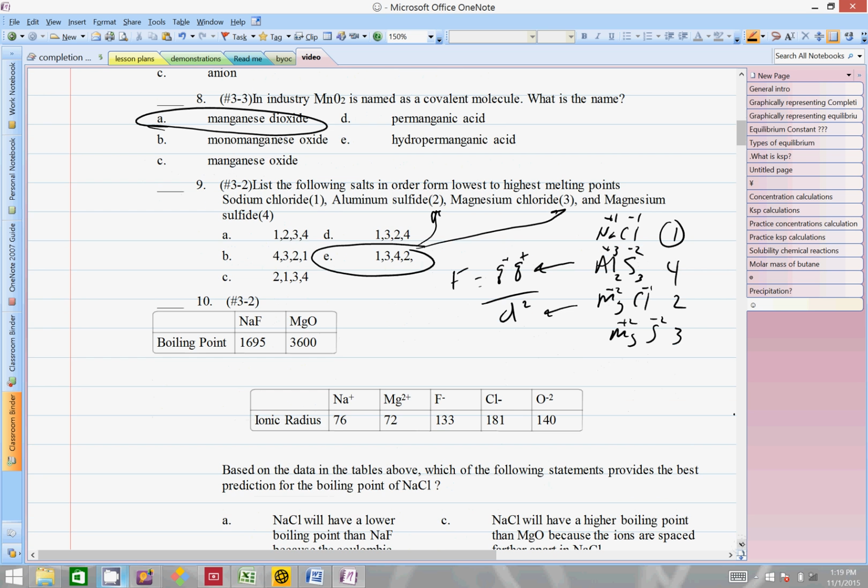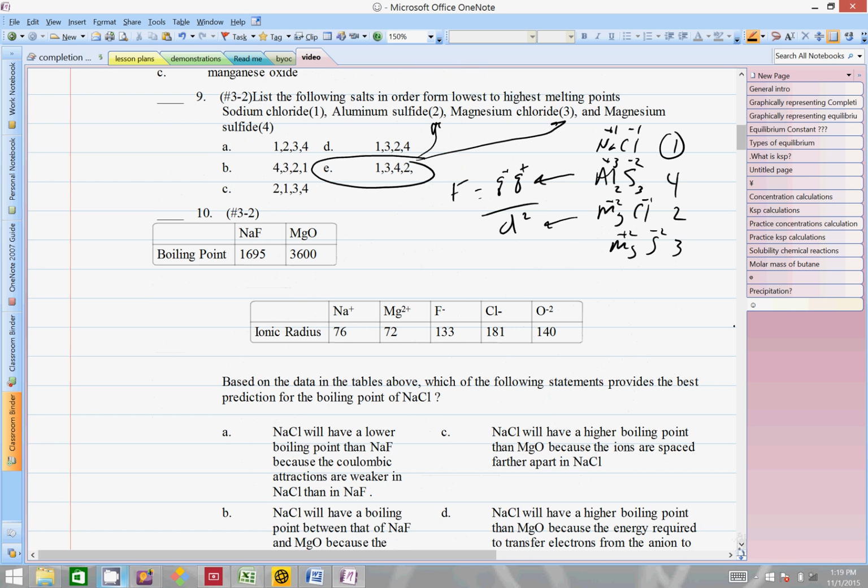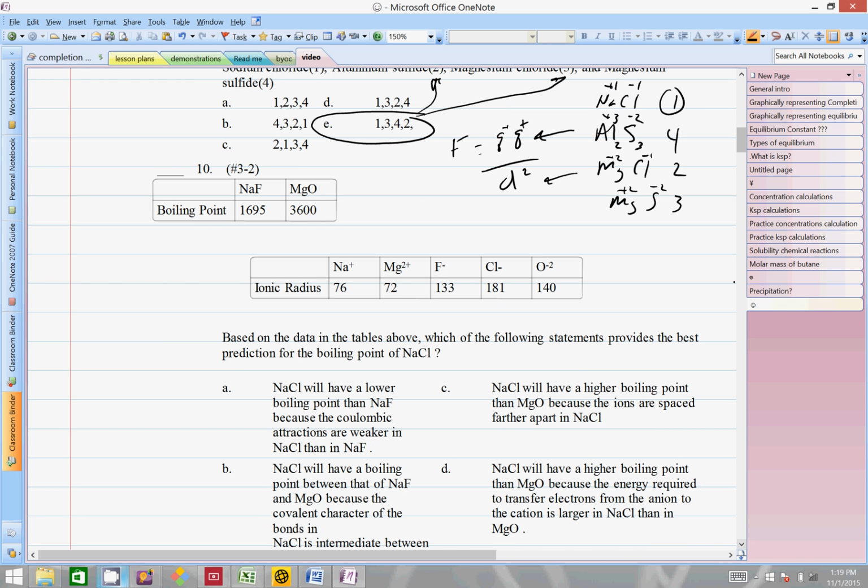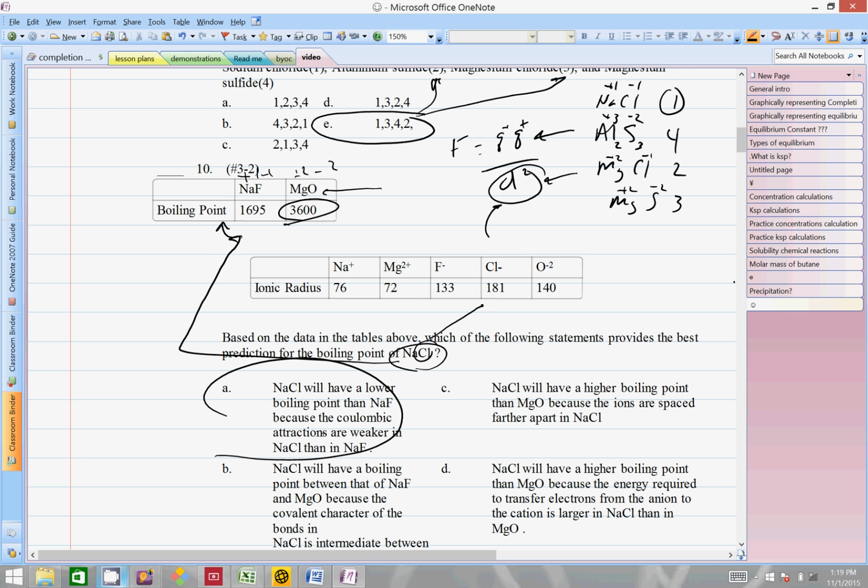Alright, so in this case, a little more complicated problem here. All the same concepts. Notice the boiling points here. This is a +1, -1, +2, -2. So yeah, we definitely expect to have a higher melting point of 3600. This question is asking, where would NaCl be? And it'd be very close to this guy. Because the chlorine has a larger radius, again, that distance matters. A larger distance means slightly weaker attractions. Therefore, it would actually be just a little lower than NaF, which is letter A.